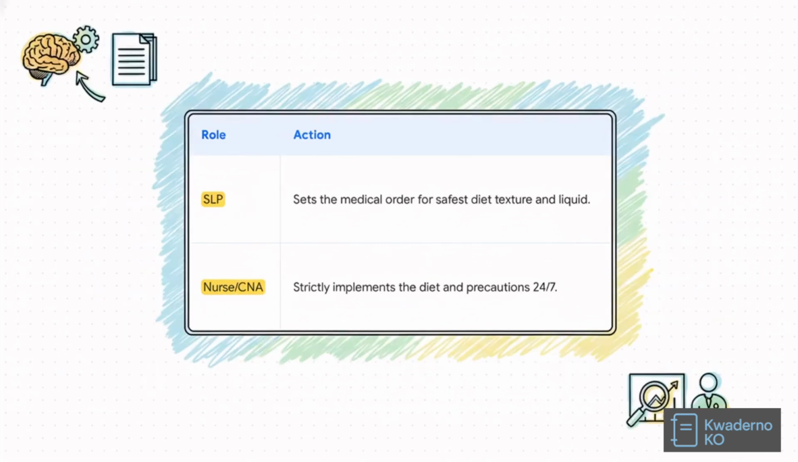Now, this is truly a life-saving collaboration. The SLP's assessment results in a strict medical order. This is not a suggestion, right? It's an order. And the nursing and CNA team's adherence to that specific diet, those specific precautions, is literally what prevents aspiration pneumonia, a huge reason for hospital readmissions.